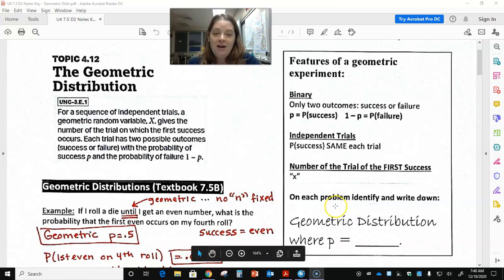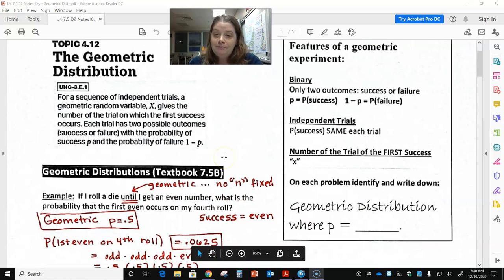All right, every single time you do a geometric problem, if you're going to use the probability of a geometric distribution or you're going to use the mean or standard deviation, you are going to write down this is a geometric distribution where p equals and fill in the blank with that probability. Notice you don't have n because for a geometric distribution, you don't know how long you're going to do it. You may have to do that many, many, many times.